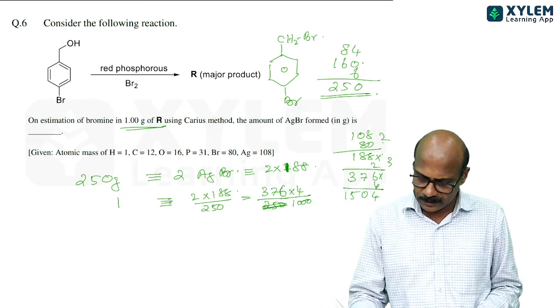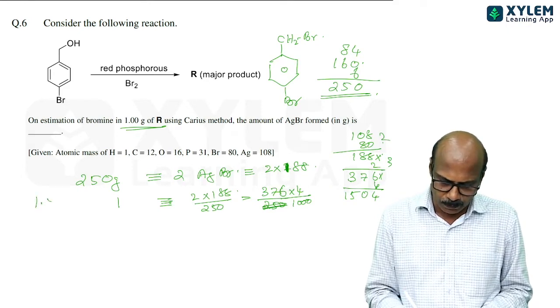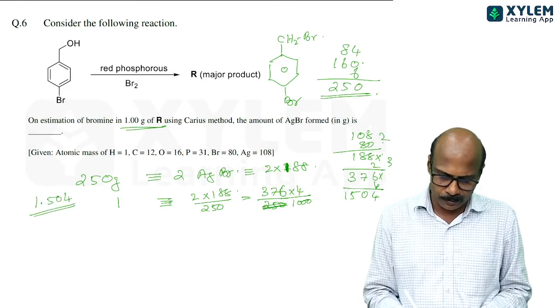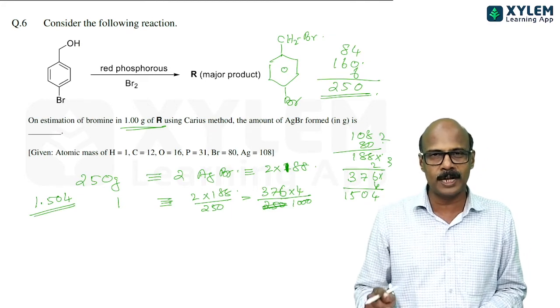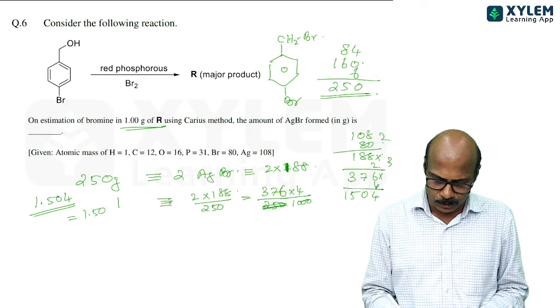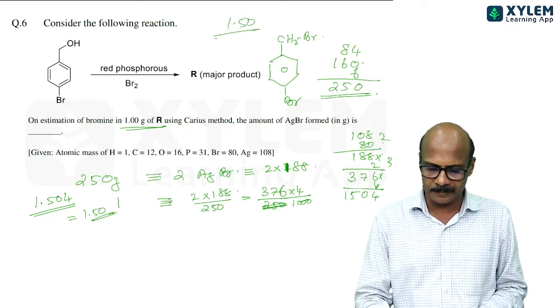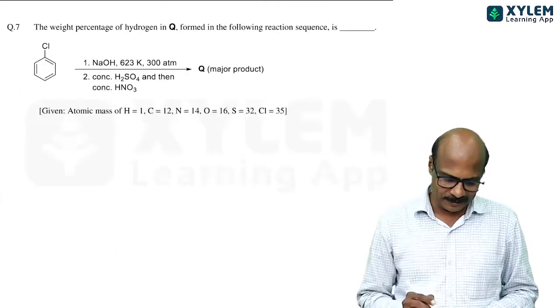So you can say 1504 by 1000, that means 1.504. Again, here you want to report the answer up to 2 decimals. So you can write it as 1.50. So the final answer is 1.50 here. Now let me go to the 7th question.